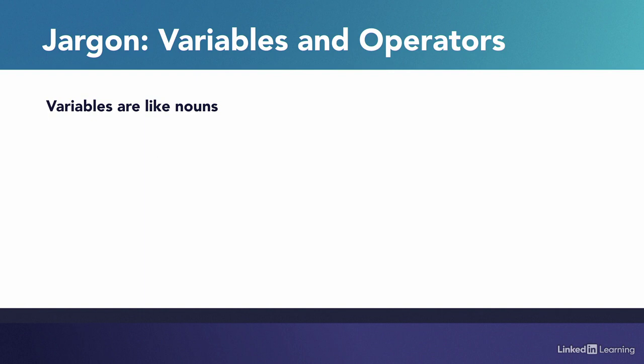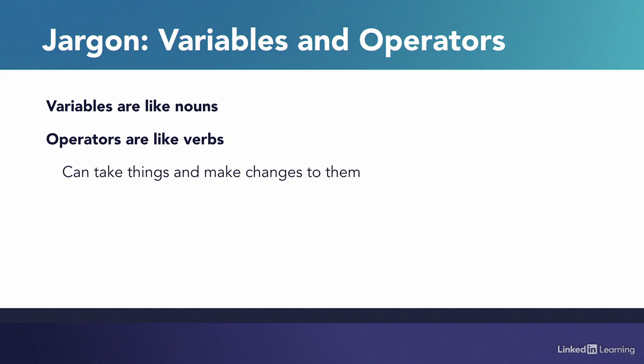There are also operators, which, if we're keeping in the metaphor that we're going with of JavaScript as a spoken language, are like verbs. These are how you can take things and make changes to them. JavaScript has a whole bunch of these, and they can be all kinds of symbols. A few of them are plus, equals, double equals, exclamation point equals, and there are quite a few others.